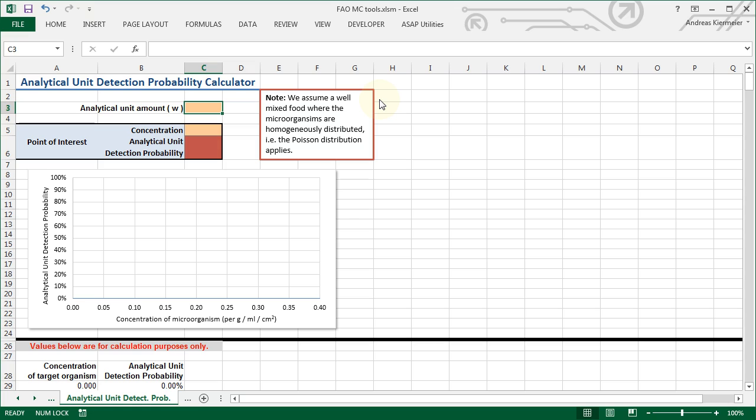However, the probability calculations do not hold then, and the actual detection probabilities will be lower. How much lower will depend on the lack of mixing of the food before sampling.